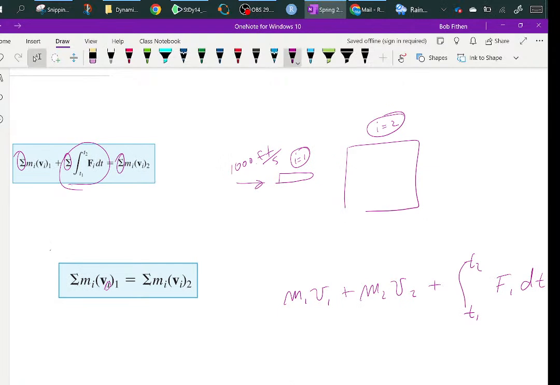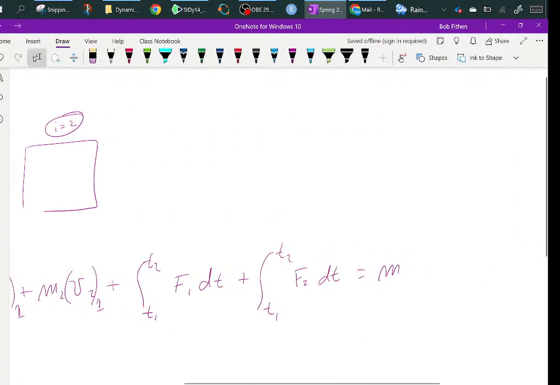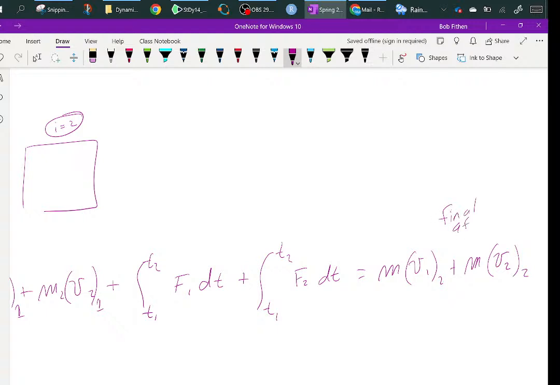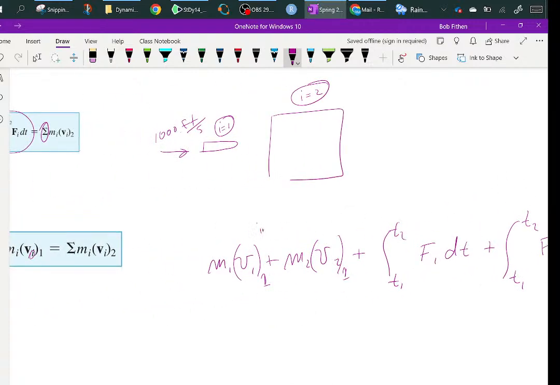So this should actually have an index with a 1 here. So again, index out here, and M1 V1 state 2 plus M2 V2 state 2. This is the final state after impact. This is the initial state before impact.